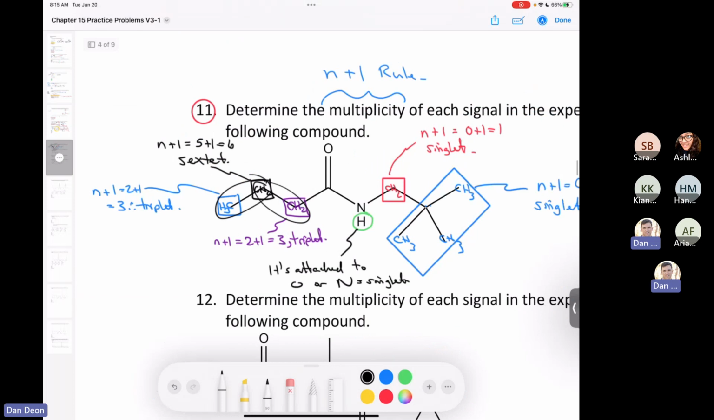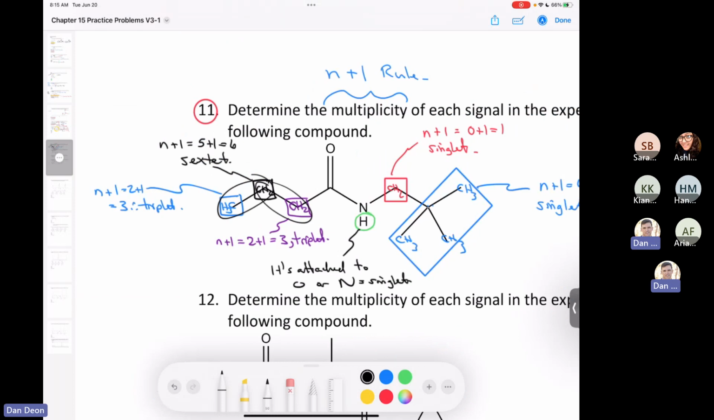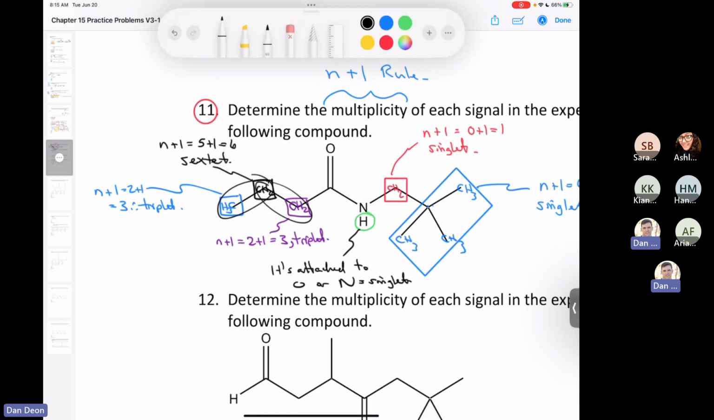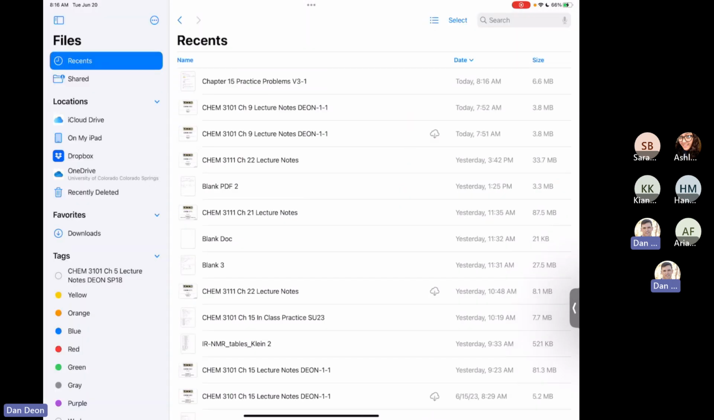If the coupling constants are the same between the black and the blue and the black and the purple protons, then it will appear as a sextet. However, if the coupling constants are not the same, then it won't appear as a sextet. And if you're going, well, what are you talking about exactly, Mr. D? Well, let me show you. Let's go back into the slides here.